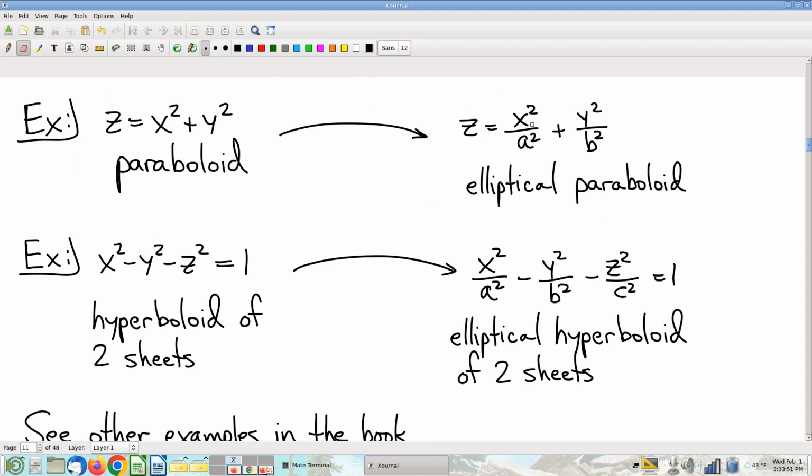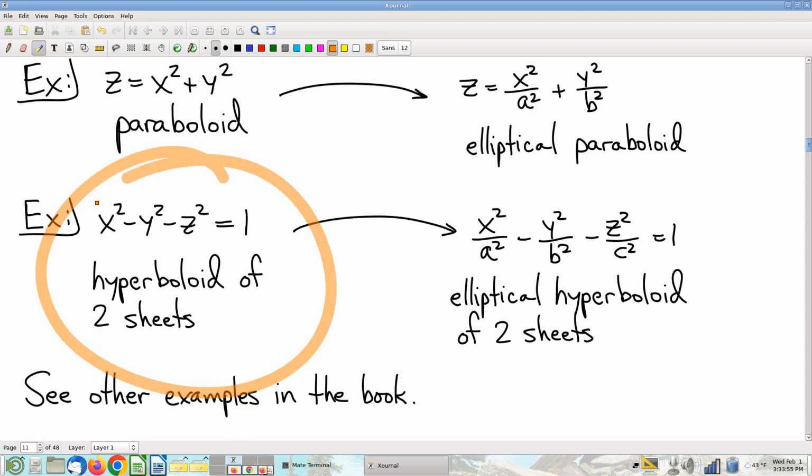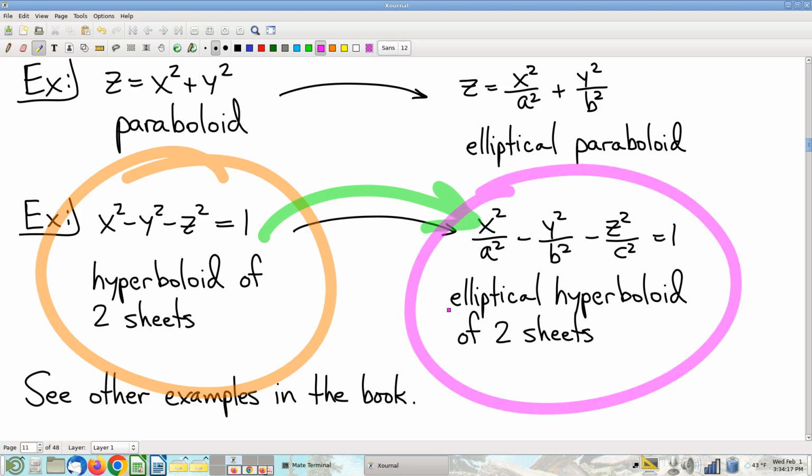Okay. And so on. So here's a hyperboloid of 2 sheets. We talked about that last time, and the rotation argument and all of that. So this hyperboloid of 2 sheets, notice that if you do the adjustments that you need to do here, replace x with x over a, etc., then, well, that's just going to stretch it out as well. And so this is going to be, again, hopefully no surprise, an elliptical hyperboloid of 2 sheets.